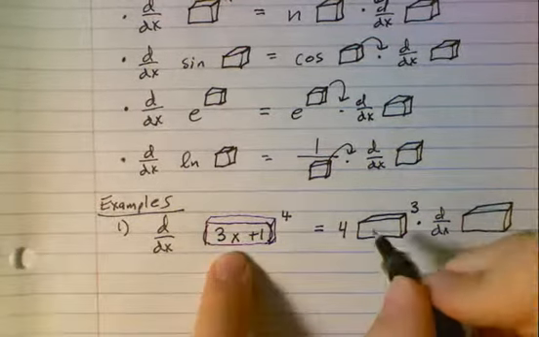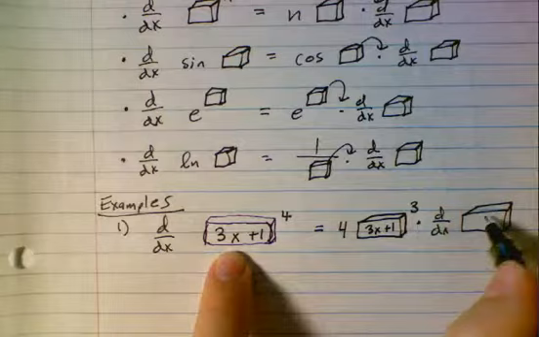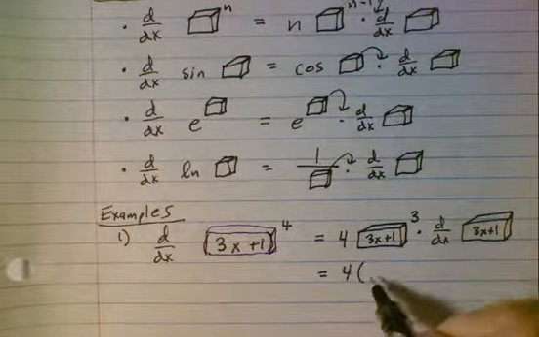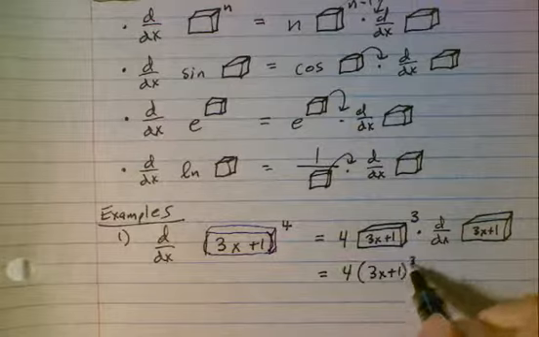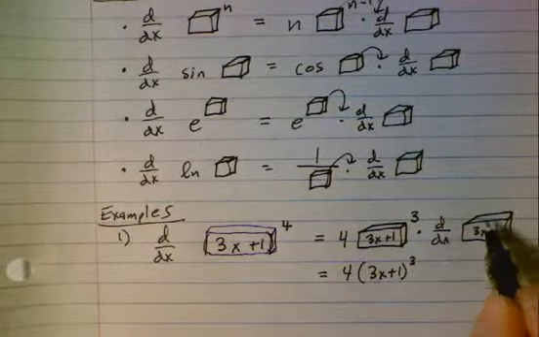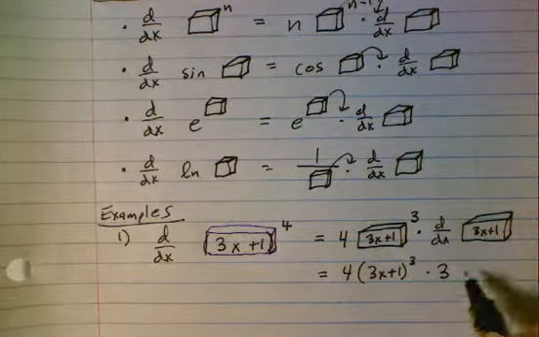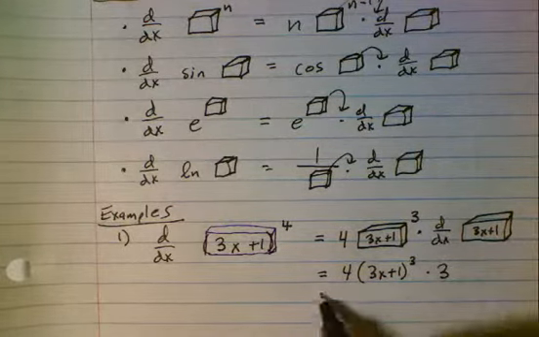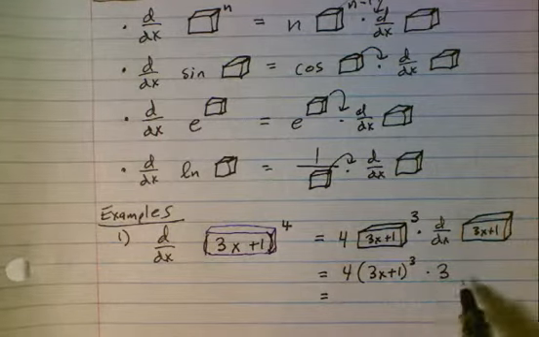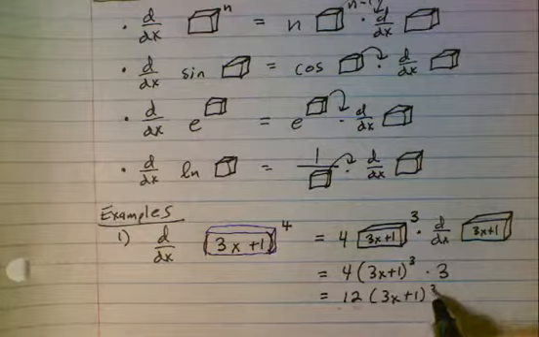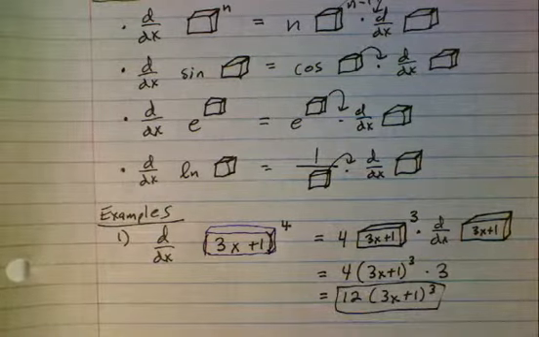Now we look over here, what was in the box? It was 3x plus 1. So when we do this, we've got 4, 3x plus 1 cubed, that's just sticking around. And now we have to take the derivative of this whole thing. The derivative of 3x is 3. The derivative of 1 is 0, so we just add 0. Nothing happens there. Simplify by multiplying these together. And there we go.